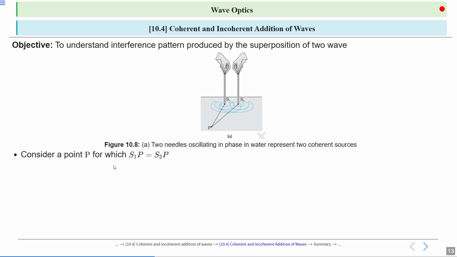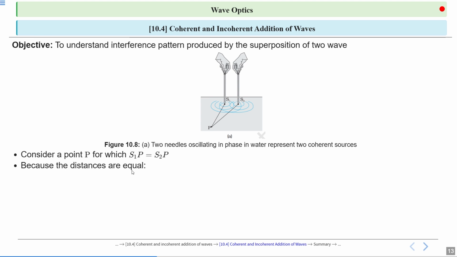So consider a point P for which S1P equals S2P. We are considering one point which is equidistant from both the sources S1 and S2. These sources are two points on the water surface on which needles are periodically moved up and down. So you can consider a point P which is equidistant from S1 and S2. S1 and S2 are coherent sources in this case, because the phase difference at point P is not changing with respect to time.